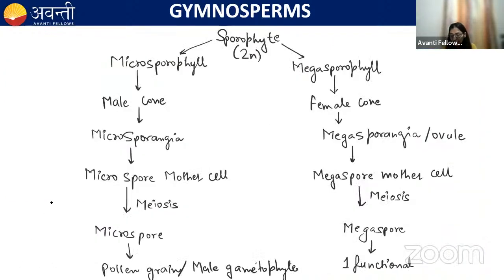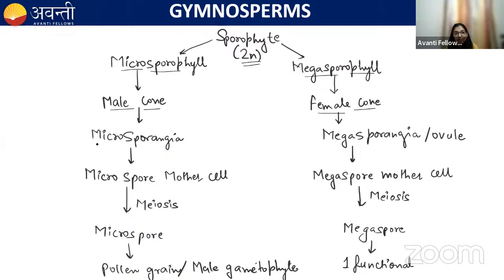Now let's discuss the life cycle of gymnosperms. The main plant body, the sporophyte, is diploid in nature. The sporophyte bears the microsporophylls and the megasporophylls, right? The microsporophylls cluster together and form the male cone. Similarly, the megasporophylls cluster together and form the female cone, okay?